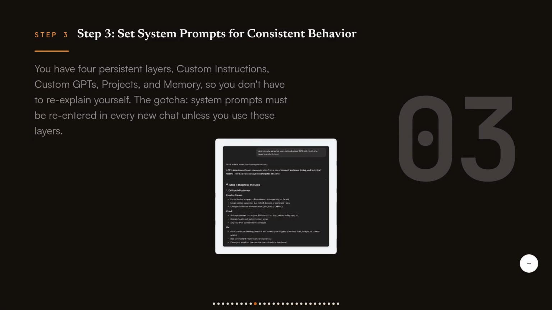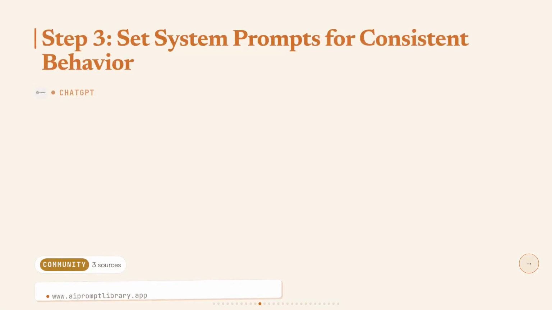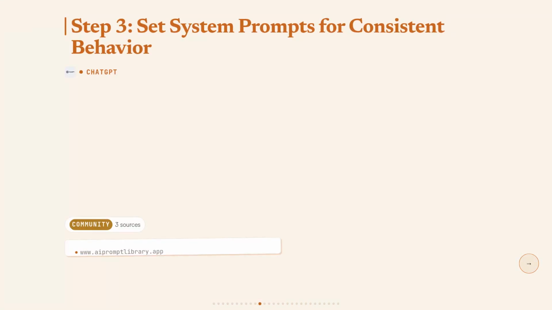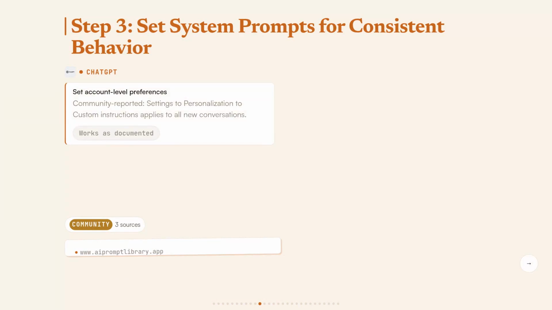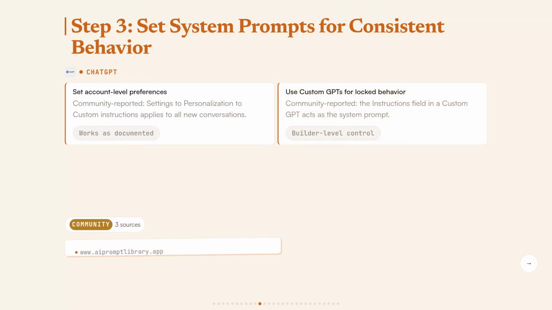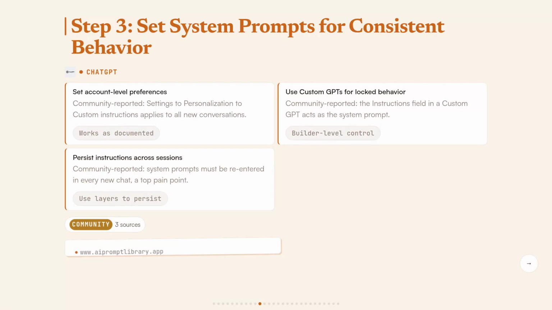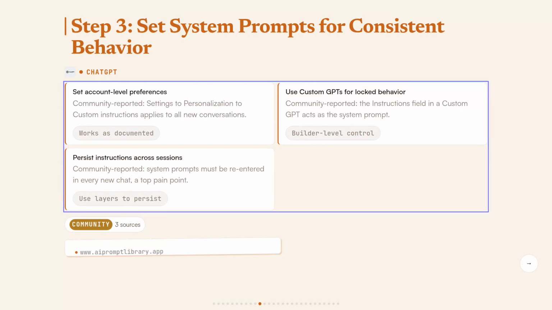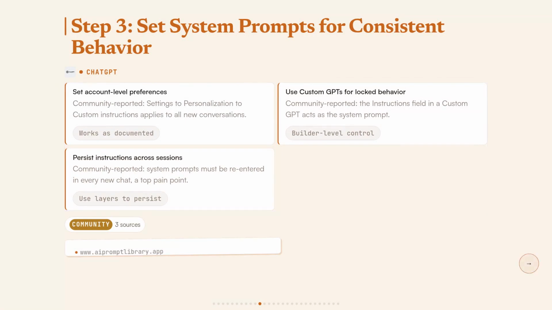That's a settings problem, and if you don't know about the 4 persistent layers, you're doing way more work than you need to. So ChatGPT actually gives you 4 layers to make instructions stick. Custom instructions at the account level for all new chats, custom GPTs where the instructions field acts as a locked system prompt, projects for scoped sessions, and memory for storing facts about you. The gotcha is that raw system prompts in a new chat still reset every session, so you have to pick one of these 4 layers or you're back to square one.